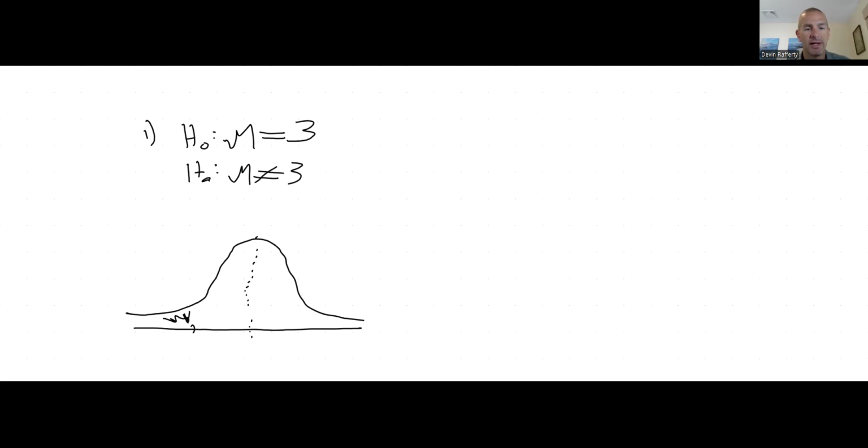We have a two-tailed test, which means that we have a positive critical value over here, and we have a negative critical value over here. This is the negative critical value because it's to the left of 0. We have a positive critical value because we are to the right of 0. So we know that we have a two-tailed test.